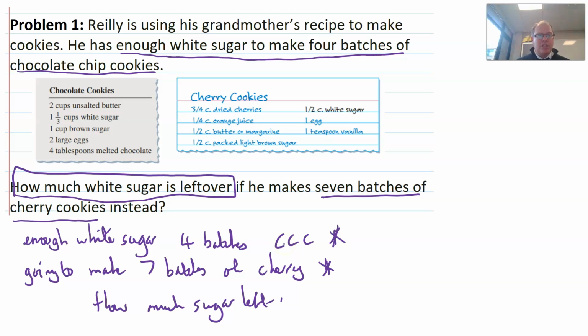My next strategy is actually to change the numbers, and these are harder numbers. Here's the cup of white sugar in the chocolate chip, and remember there's 4 batches there. So I'm just going to put a 4B for 4 batches. And here's the amount of sugar required for 1 batch of cherry, and we obviously want to make 7 batches of that.